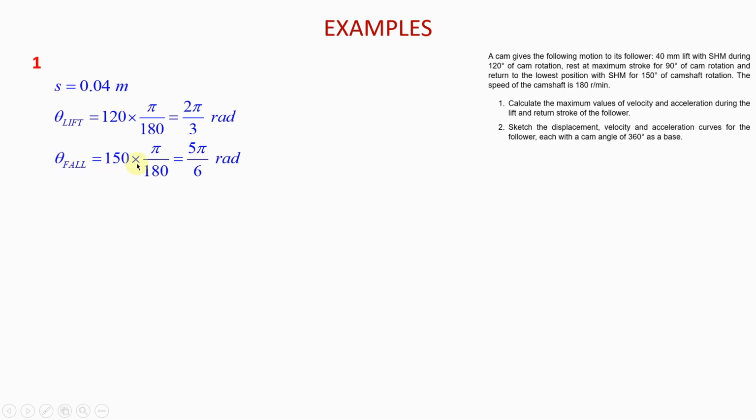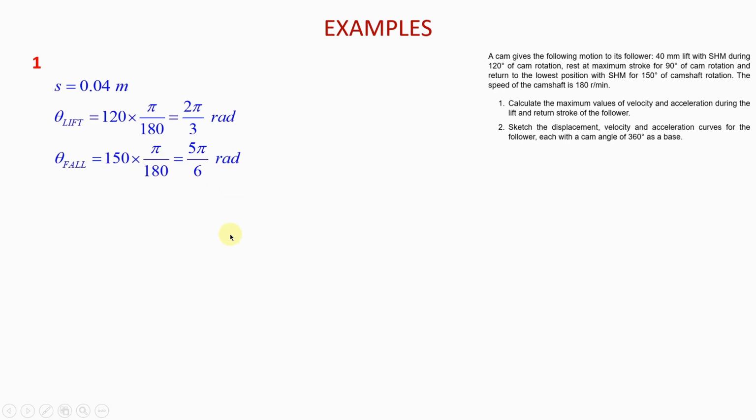And we can also get theta fall. And theta fall, we know from the question here that when the follower begins to come back down from its highest position, the cam rotates through an angle of 150 degrees. So the angular displacement through which the cam rotates in order for the follower to come back to its original position, coming from the top, that angle is 150 degrees. And so you need to also have the angular displacement for the fall of the follower changed to radians. So this is what we did here.